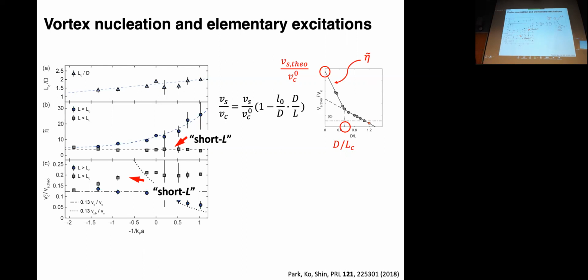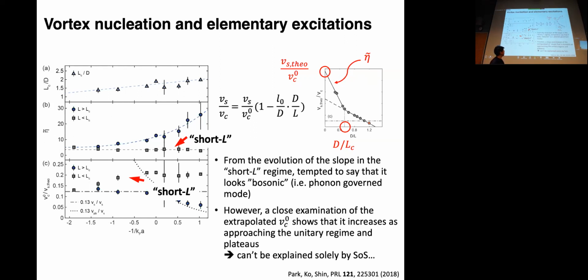However, close examination of the limiting critical velocity, where we extrapolate our data, which is shown here, actually shows that it increases from the BEC side as you move on to the unitary regime, and then it stays rather flat to the BCS side. So what that tells us is that the speed of sound cannot be the end of the story for this branch. There must be something richer going on with these measurements.